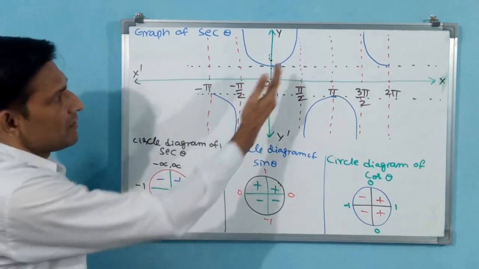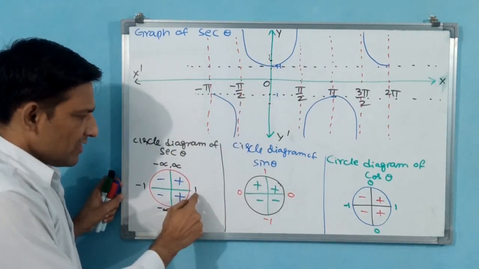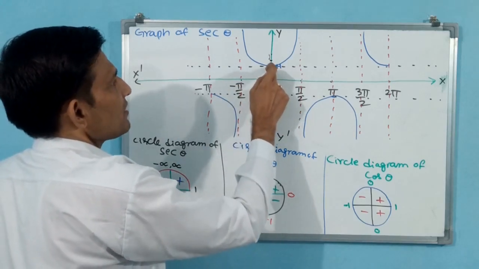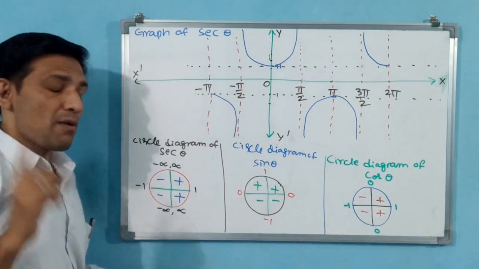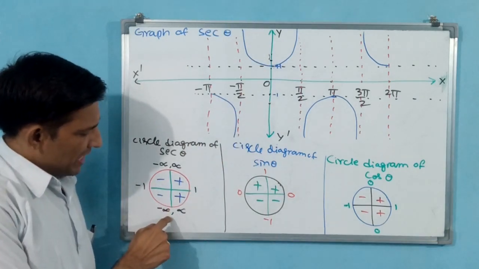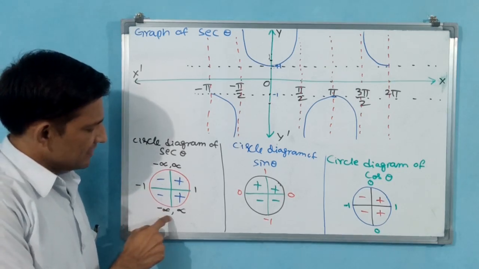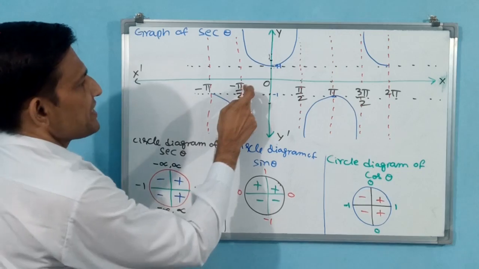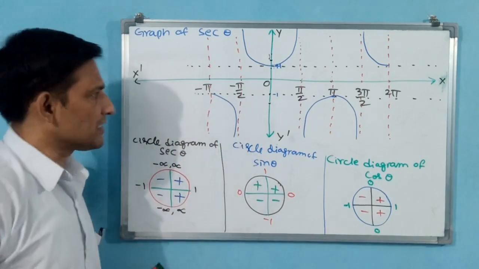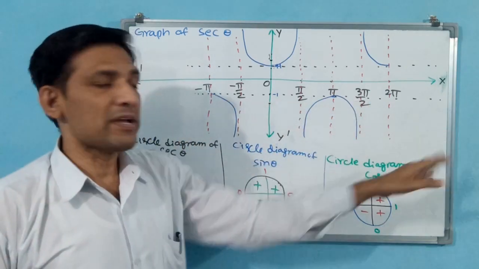Negative side we will come here. On this side, see, from 0 to 90 degree, 1 to infinity, positive infinity. Now from 90 degree to 180 degree, minus infinity to minus 1. That's enough. This side up to minus pi is enough, but this side up to 2 pi you draw.